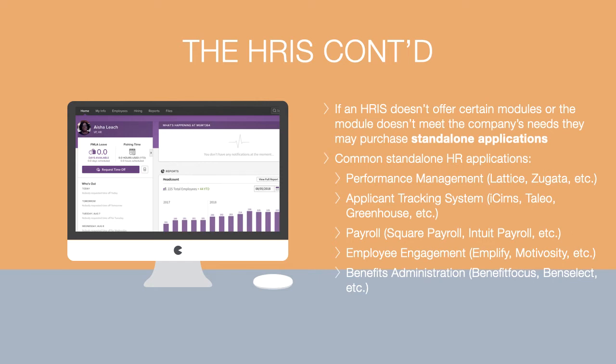Some common standalone HR applications include performance management with products such as Lattice, Zugata, applicant tracking systems such as iCIMS or Taleo and Greenhouse. Payroll, Square Payroll, Intuit Payroll are all standalone products. Employee engagement applications can include things like Amplify or Motivosity, and benefits administration products include Benefit Focus, Ben Select, etc.